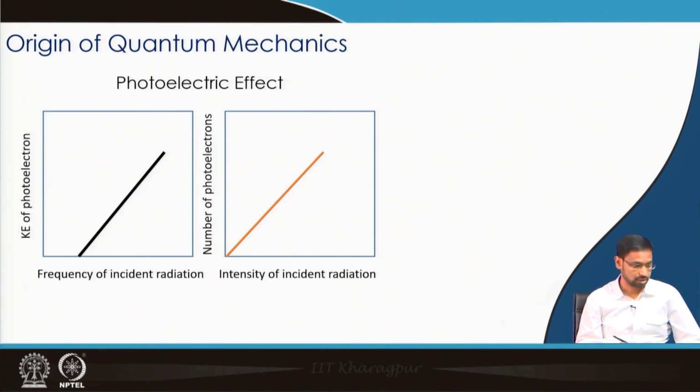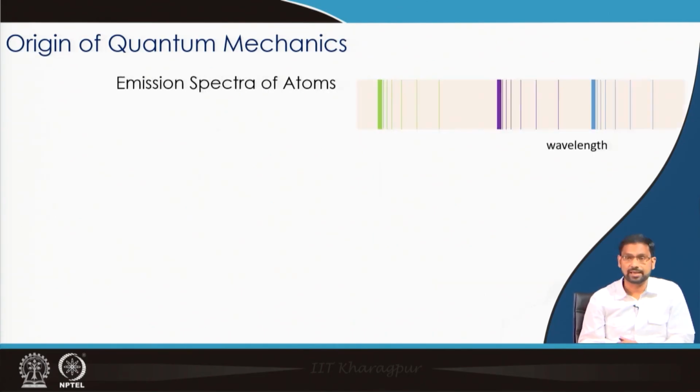Okay, now we go to another experiment which puzzled the scientists at that time, and this relates to the emission spectra of atom. The picture that you see here is a cartoon representation of a typical emission spectra of an atom, where you see several discrete lines followed by a bunch of closely spaced lines looking like a continuum, then again some separation, and then some discrete lines followed by continuous lines, and so on and so forth.